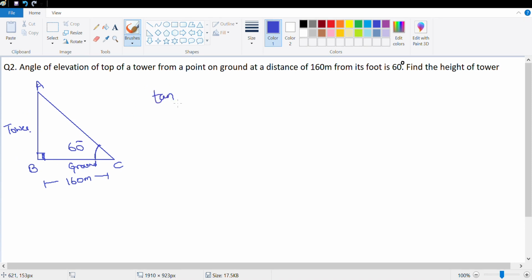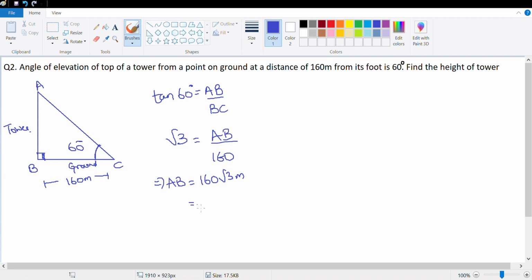So tan 60 degree would be equal to AB upon BC. Tan 60 degree we know is √3. In this case, AB is AB and BC is 160, which means AB would be equal to 160√3 meter. Looking at the end of your textbook, the value of √3 given is 1.732.